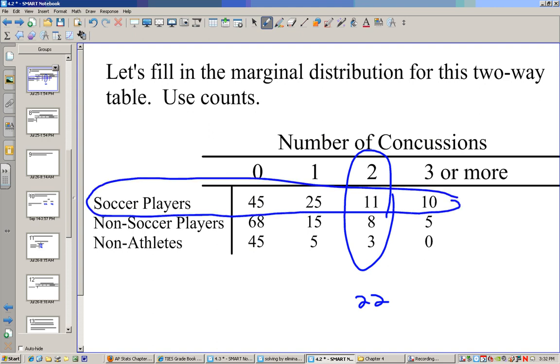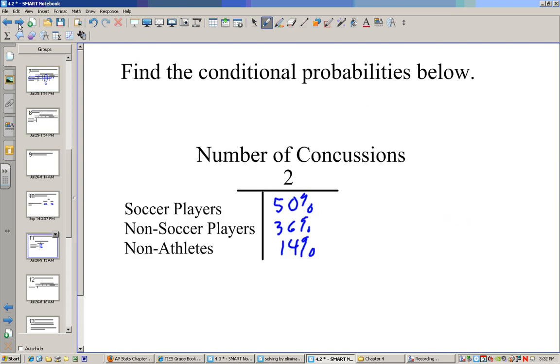Now, as a total, there's 45 plus 25 plus 11 plus 10, or 91 total people in this column. So if I do 45 over 91, that's about 49%. 25 over 91, that gives us 27%. 11 out of 91 gives us about 12%. And we can fill in the data from there.